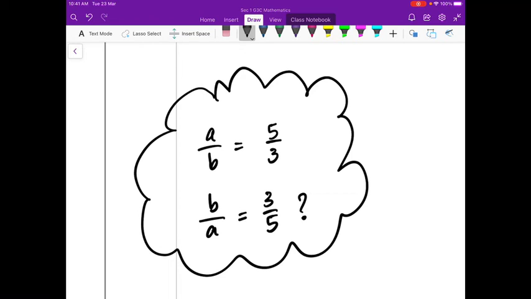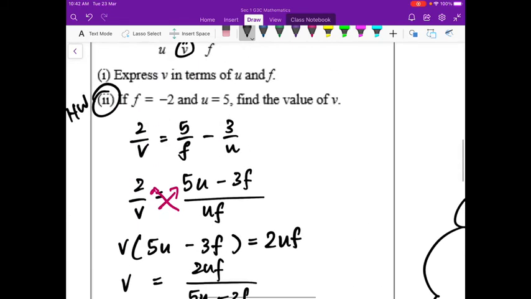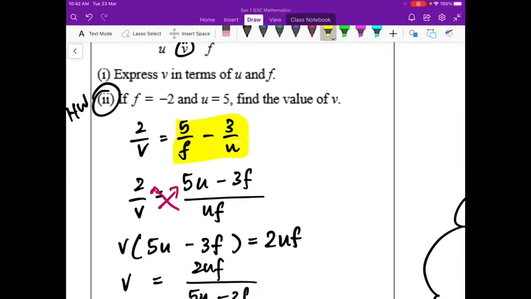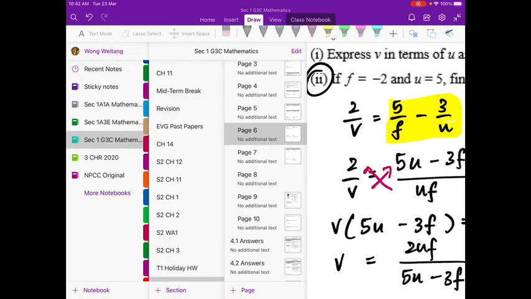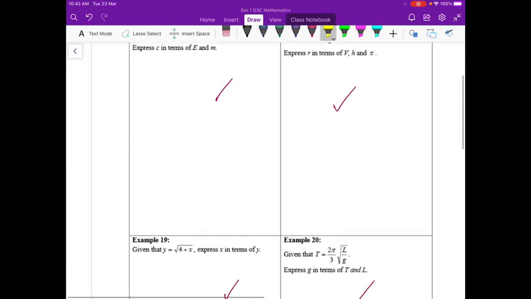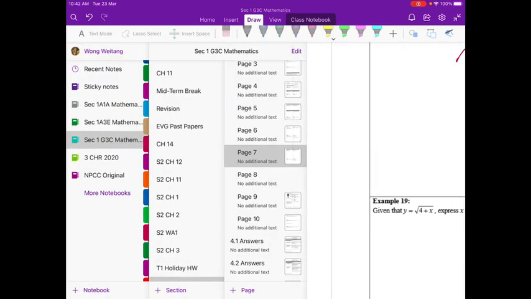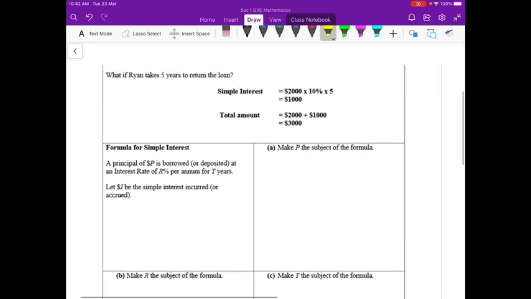Then why some of you just now were shaking your head, telling me that cannot? You should know that this is possible and this is correct. But when it looks like this, right hand side is two separate fractions, then you cannot just flip. Whereas if it is just one fraction equal to one fraction, you can flip because they're the same. This one, page 7 was already done. Page 8, page 9. Okay, page 9.